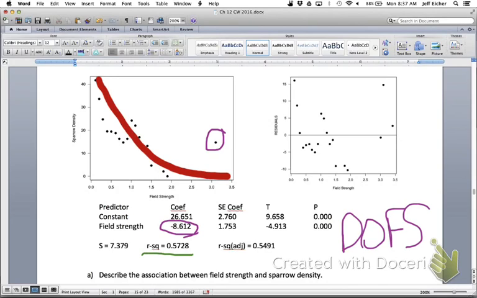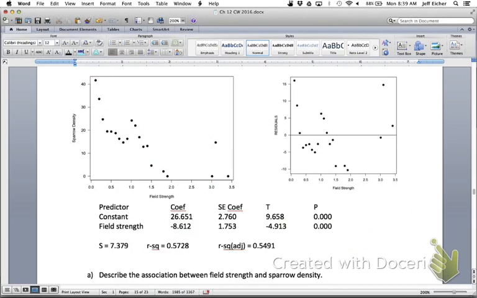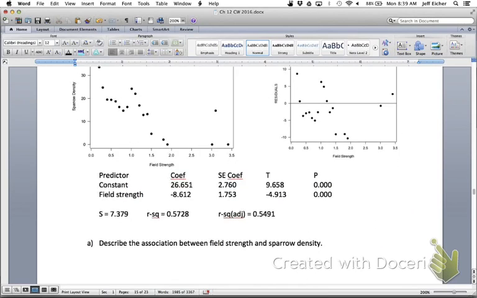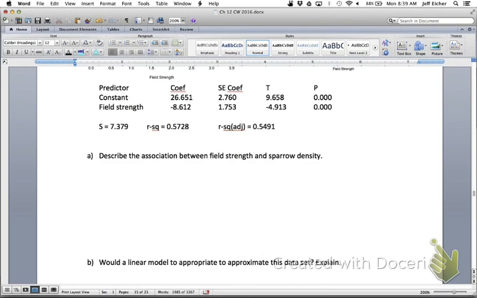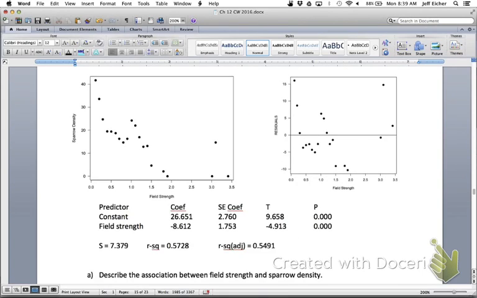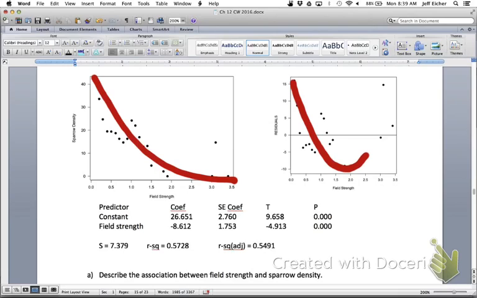But the main point in this lesson is, hey look, it's curved, what should we do? And then on part B, it asks, would a linear model be appropriate for this data set? We would say no for two reasons. Number one, you have that curved pattern here. Number two, it looks like our residual plot has some kind of curved pattern in it as well. So for part B, you'd say no, a linear model is not appropriate. The residual plot shows a curved pattern, and the scatter plot itself has a curved pattern.